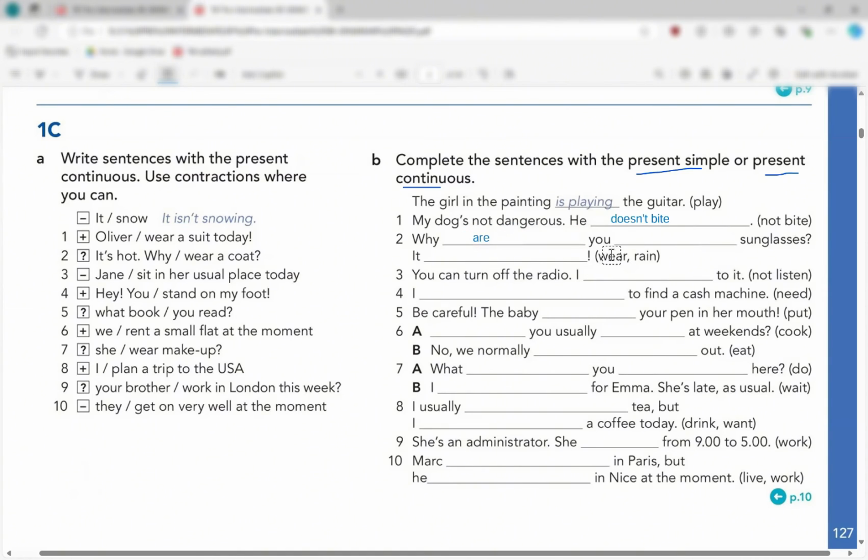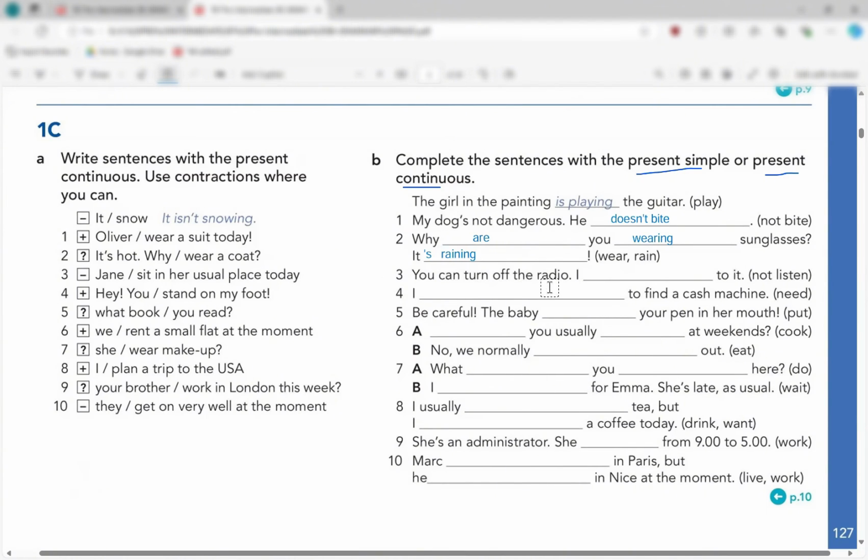Why are you? The first verb is wear. For present continuous, I'm going to make wearing. Why are you wearing sunglasses? Because it's raining. Now it's raining, so there's no need for sunglasses. That's the meaning of it.